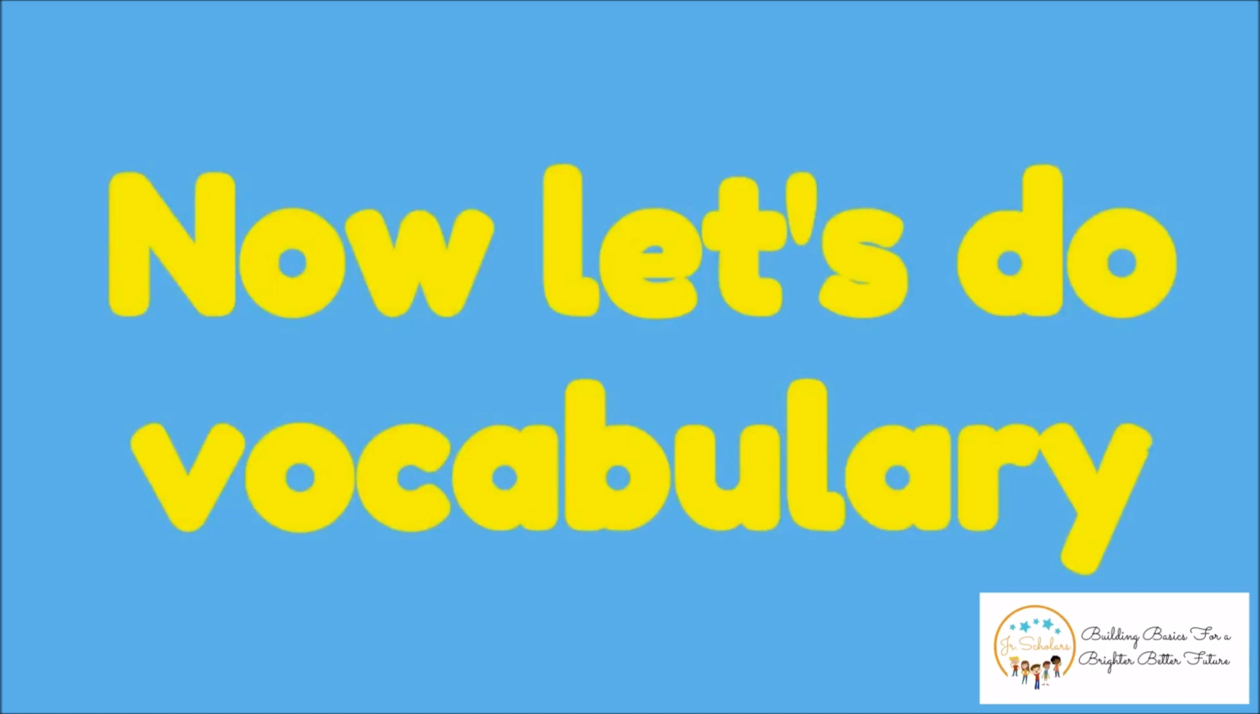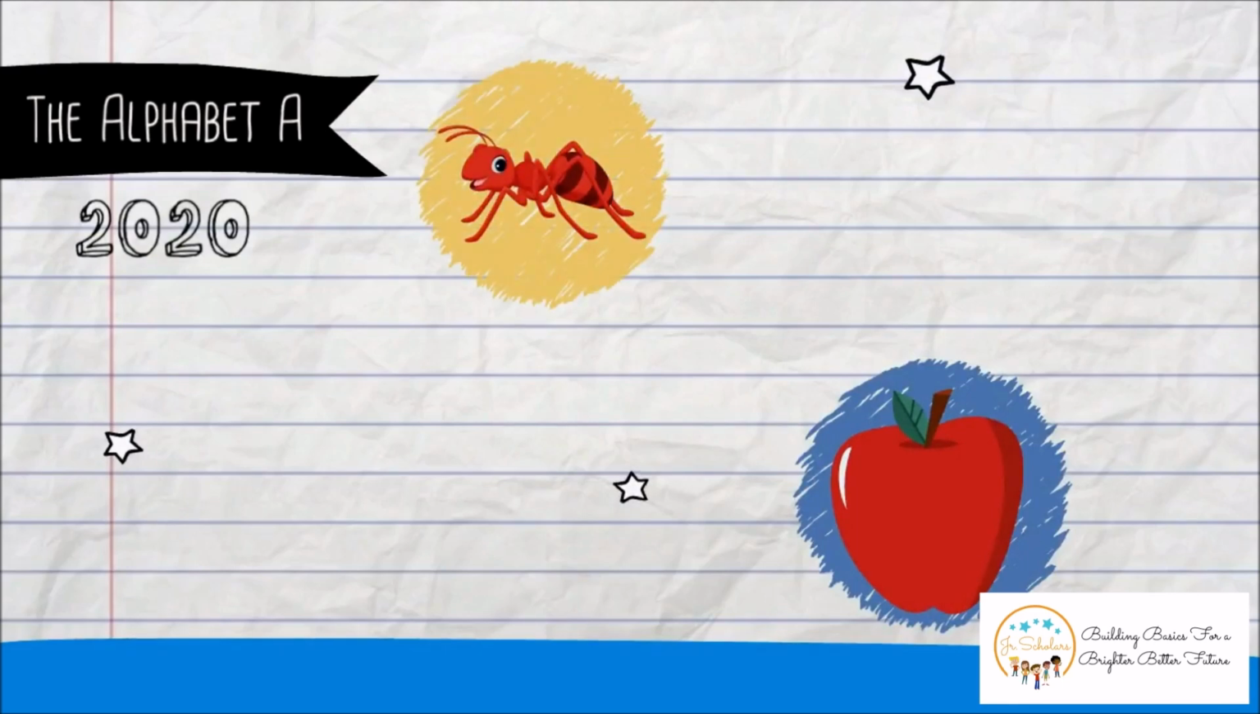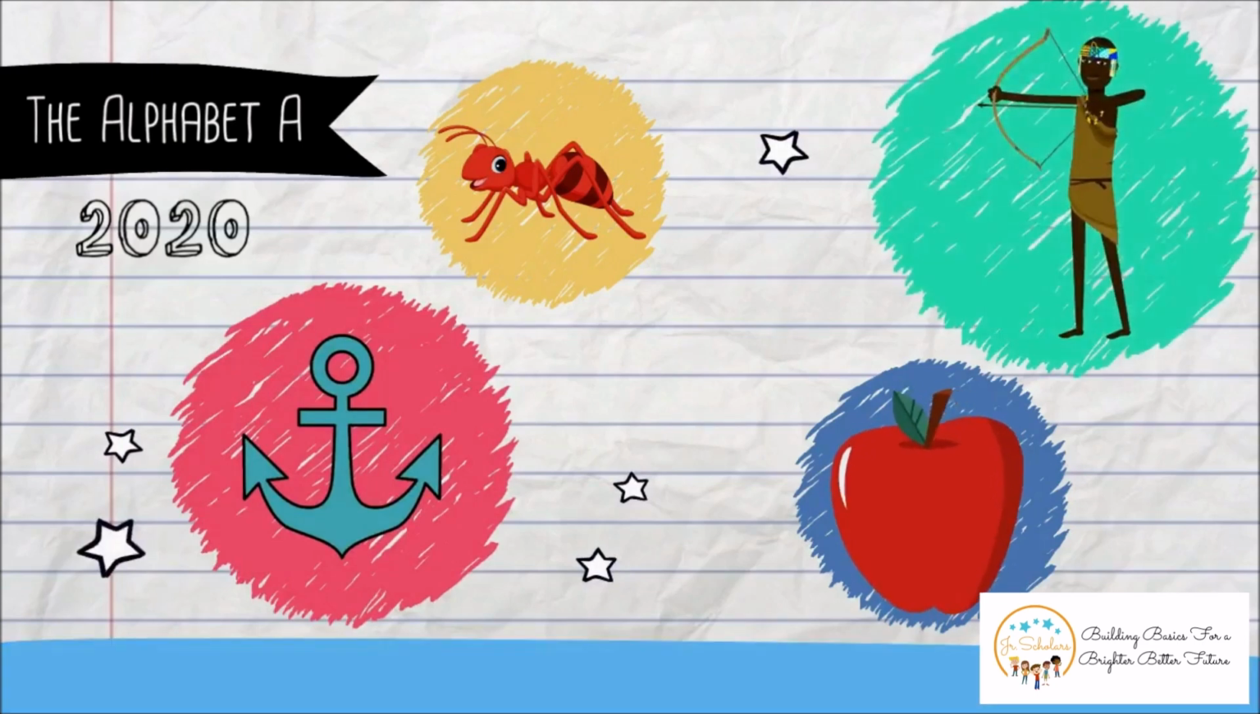Now let's do vocabulary. A for apple, apple, apple. A for ant, ant, ant. A for anchor, anchor, anchor. A for arrow, arrow, arrow.